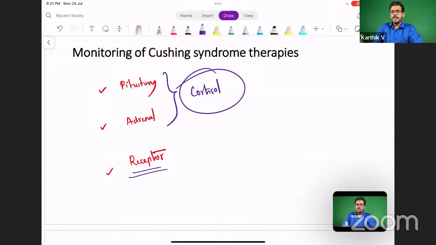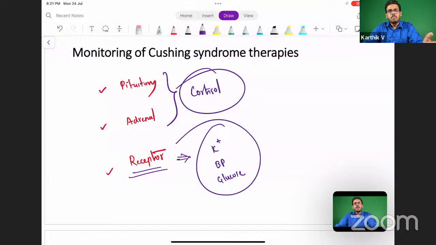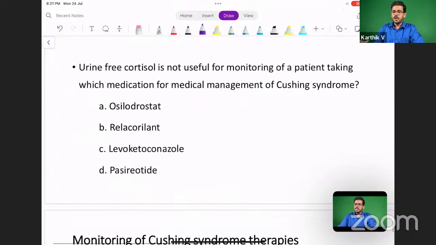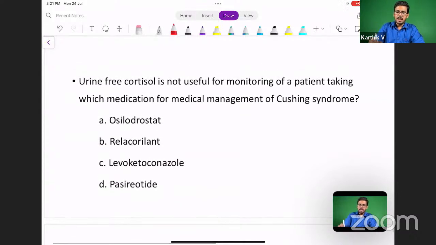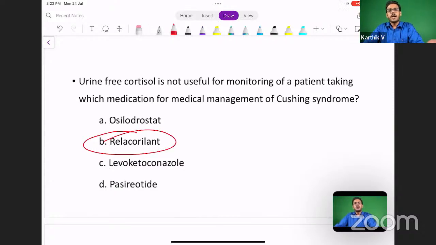And for receptor mediated drugs, already they are blocking the action of cortisol. So the cortisol levels are bound to be high. So you cannot make use of the urine-free cortisol or salivary cortisol because they will always be high. So what we will look at is the clinical improvement, mainly potassium, the blood pressure, the glucose levels. So these end organ effects are what is being monitored in a patient who is on glucocorticoid receptor blockers. So which is the glucocorticoid receptor blocker among the list? It is relacorilant. So relacorilant and mifepristone, we are not using cortisol-based testing for monitoring efficacy. I hope the explanation is clear.